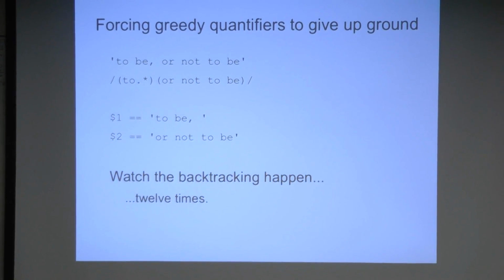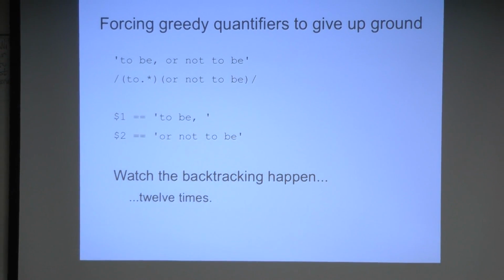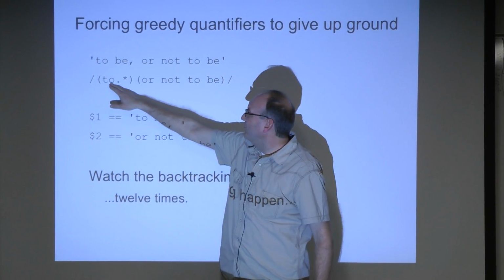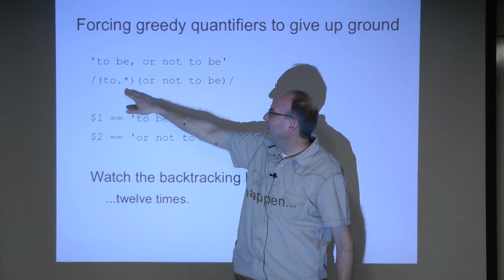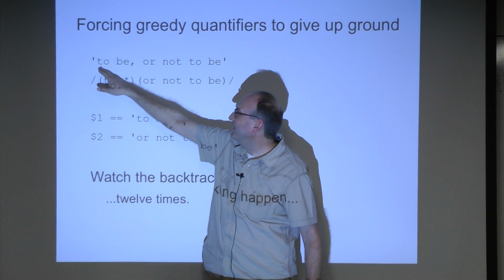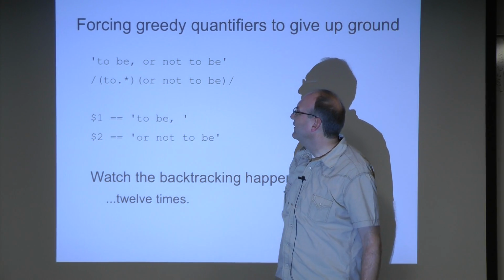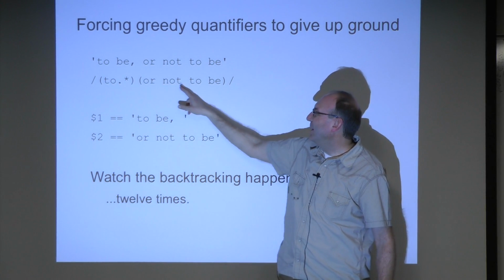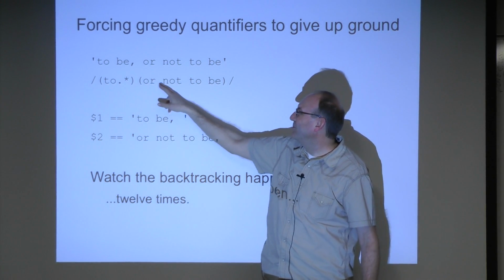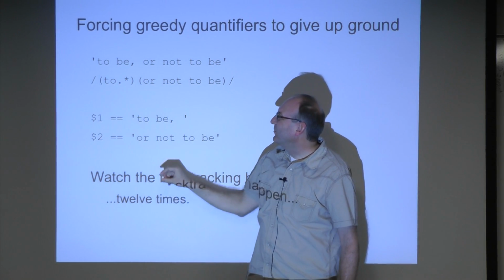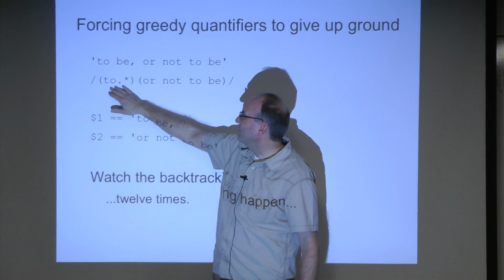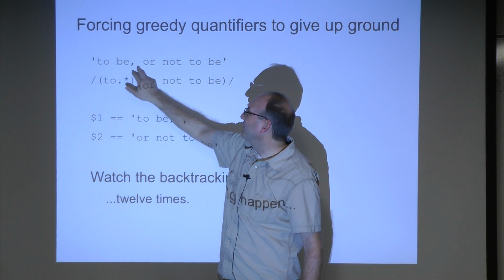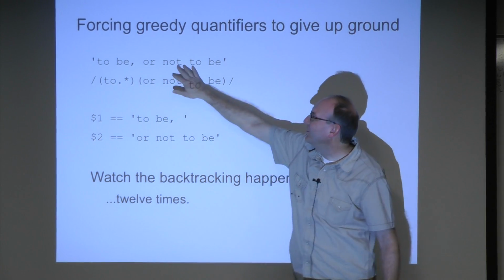Backtracking could be kind of a problem. In this example here, TO dot star is going to consume the entire string, starting here all the way to the end, right? But we're also requiring that this part match. This is not optional. It also has to match or not to be. So that really means that what we want in the end is to end up with TO dot star matching to be, comma, space, and then all of the rest going into or not to be.